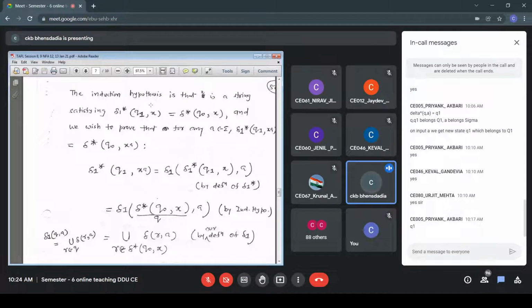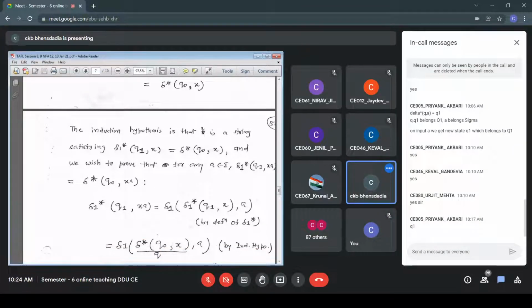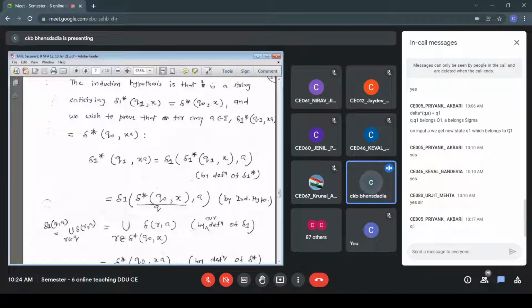Delta 1 QA is the union of R belonging to Q, and here Q is delta star Q0 comma X, of delta RA. That is our definition of delta 1. So my right hand side so far is the union of R belonging to delta star Q0 X of delta RA. We have already introduced delta in the right hand side because ultimately we have to prove delta star Q1 XA equals delta star Q0 XA. So on the right hand side we require delta, not delta 1. We started with the right hand side containing everything in terms of delta 1 or delta 1 star. Using the hypothesis, we introduce delta star. And then for delta 1 QA, again using our proposed definition, we introduce one more delta. So now the right hand side is in terms of delta or delta star.